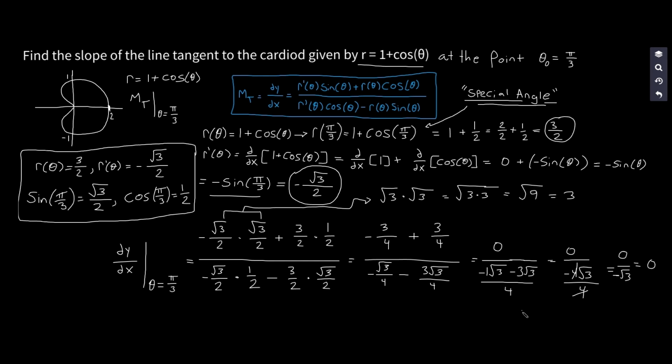So that means that the answer here, the slope of the line tangent to the cardioid for that curve, is equal to 0.